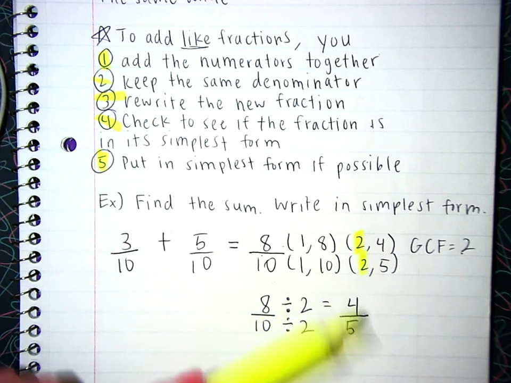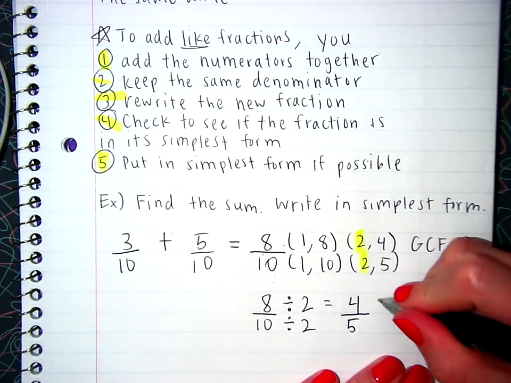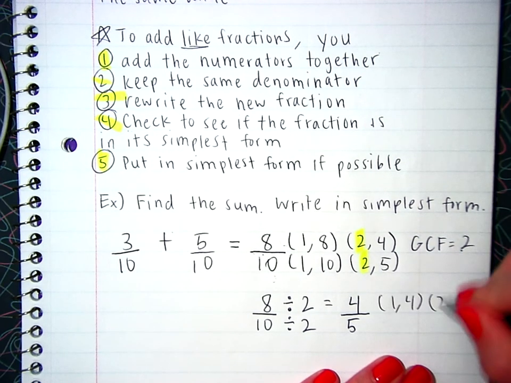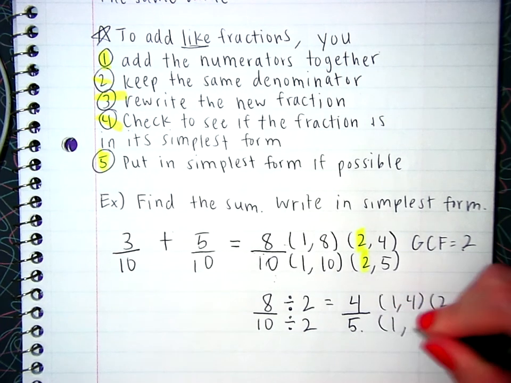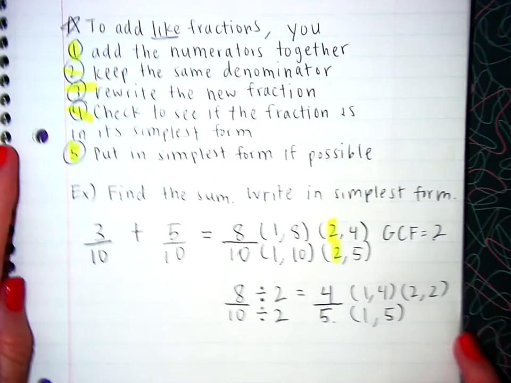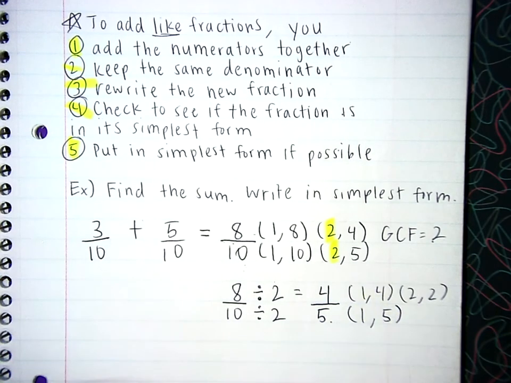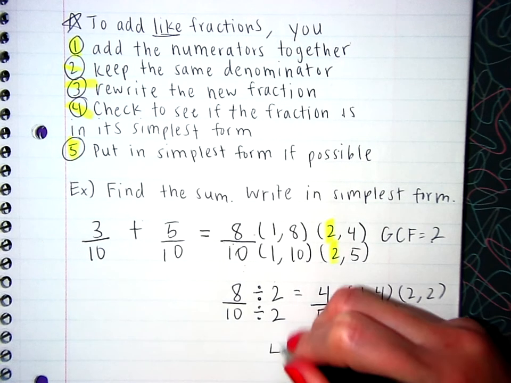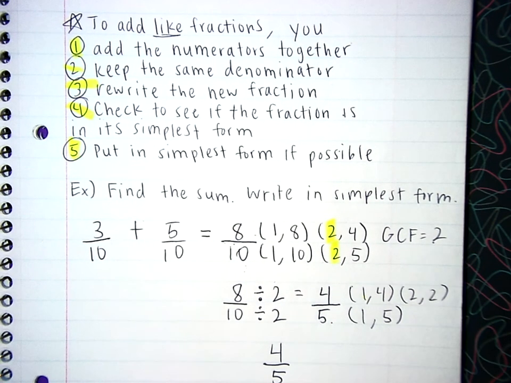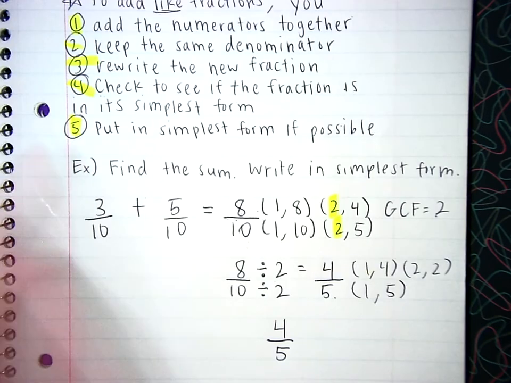So just to do a final check to see if it is in its simplest form, now I'm going to list off the factors of 4. So I have 1 and 4, 2 and 2. Those are all the factors that can give me 4. So then I do the same thing for 5. 1 and 5. Well, if you look here, the only factor that they have in common is 1. And whenever the only factor they share with the numerator and denominator is 1, that means that the fraction is in its simplest form. So then your final answer is 4 over 5. And that would be the sum of these fractions in simplest form.